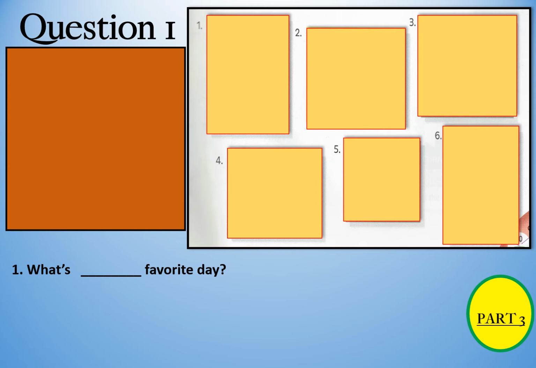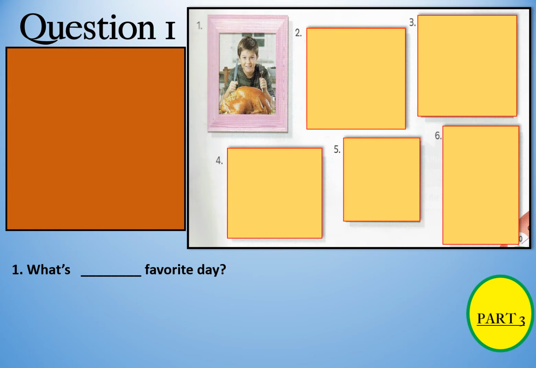What's favourite day? Let's look at the picture. Oh, okay. Here are your choices. A. His. B. Her. Look at the picture. Number 1. What's favourite day? A, his, B, her. Is it A or B? You write number 1 and then you write A or B next to number 1.